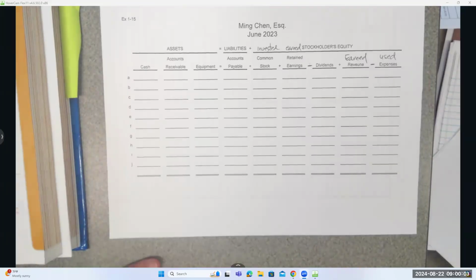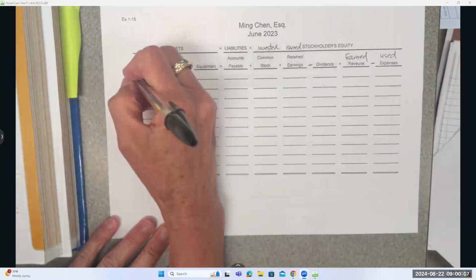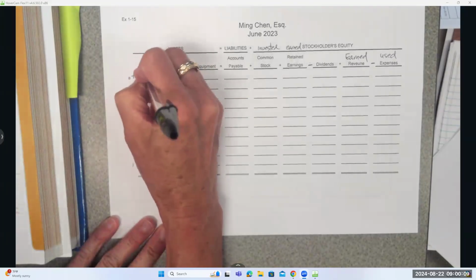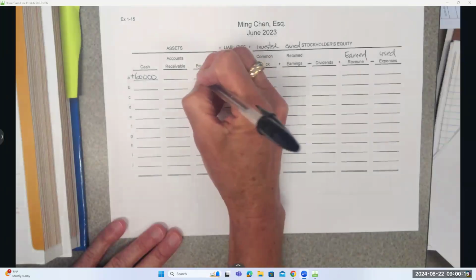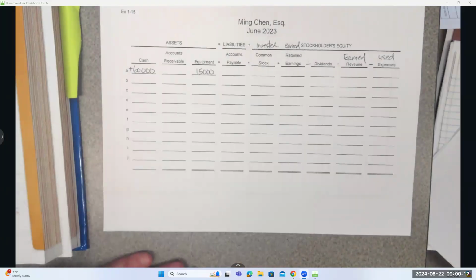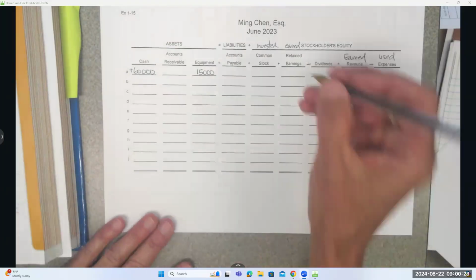So what accounts are affected? Well, what did the company get? We got $60,000 in cash. The company got $15,000 of equipment. So what is the total amount of stock that the stockholder received? 75,000.